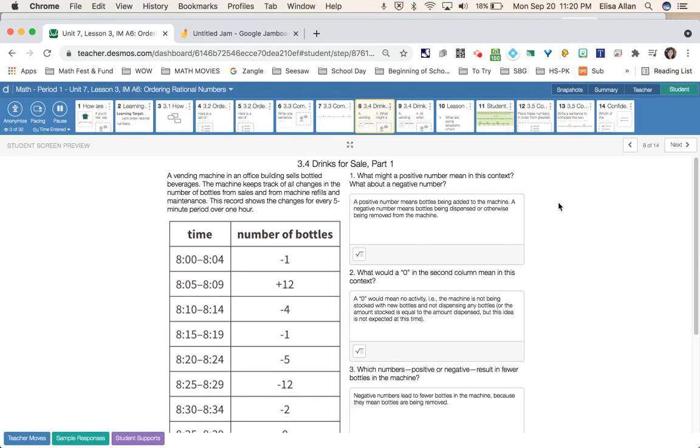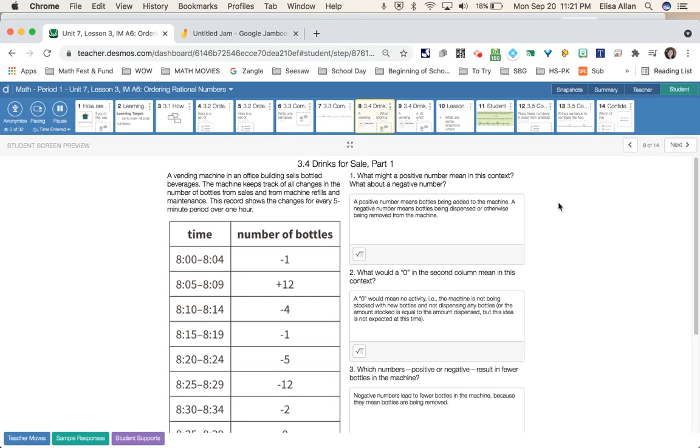All right, looking at question 1, it's asking what might a positive number mean in this context, and what about a negative number? Well, like we were looking at a moment ago, a positive number really means that the bottles are being added to the machine, while a negative number means that bottles are being dispensed or otherwise being removed from the machine, right? Someone's buying it, perhaps.